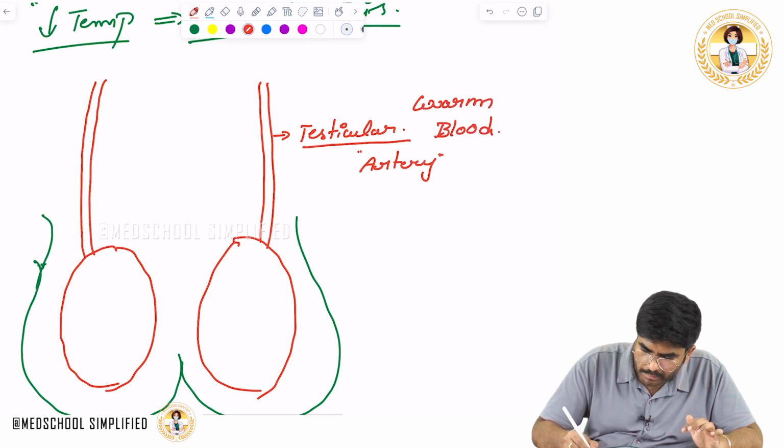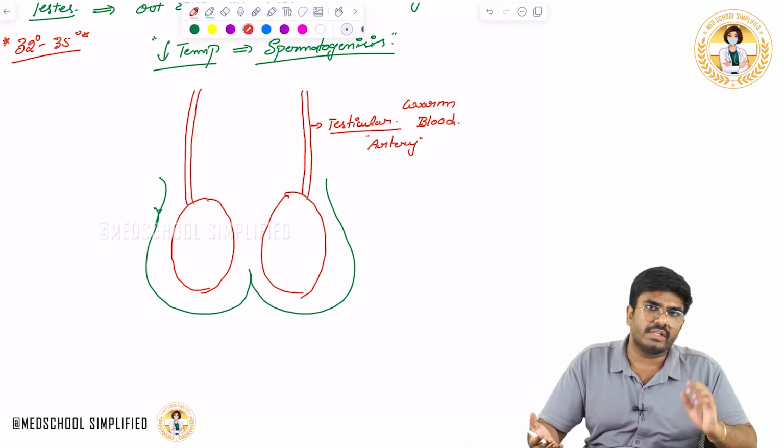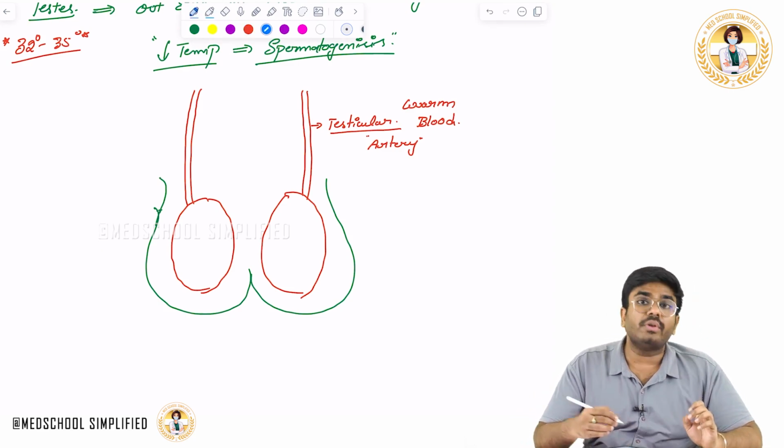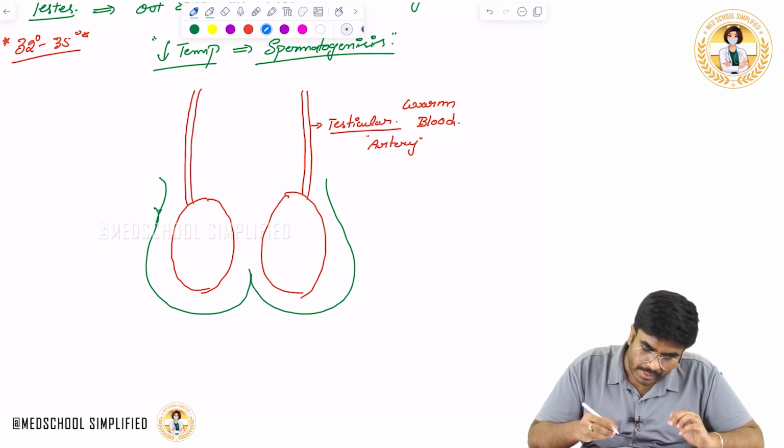It is bringing warm blood. So, this warm blood may increase the temperature inside the scrotum. That is not a good thing for spermatogenesis. So, that's why you have to regulate. You have to lose this heat. How does that actually happen?